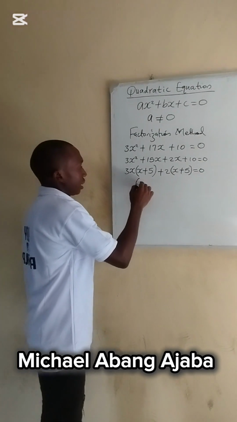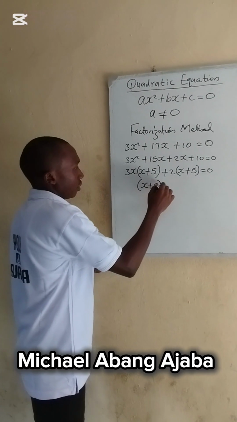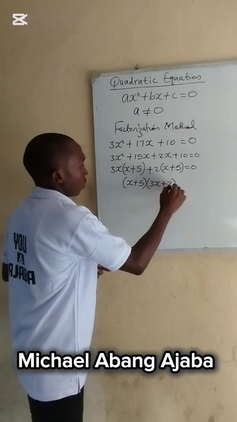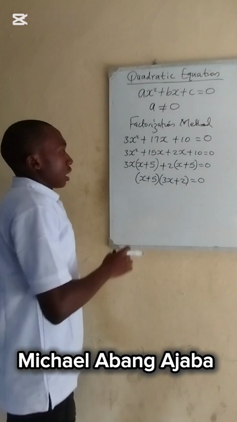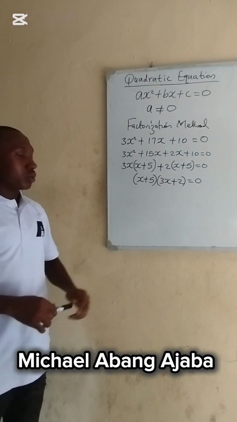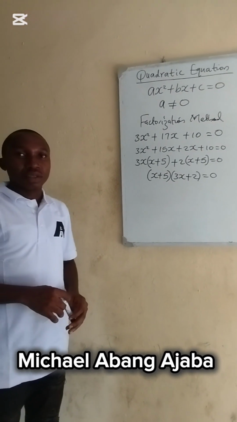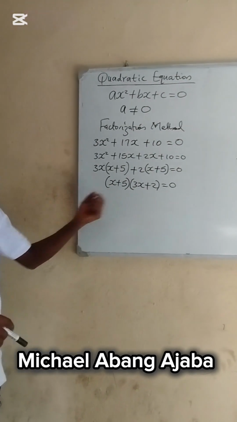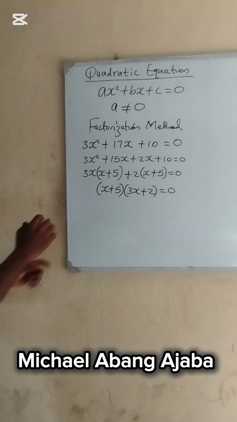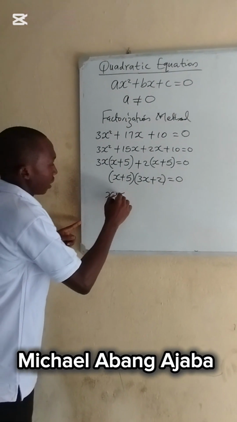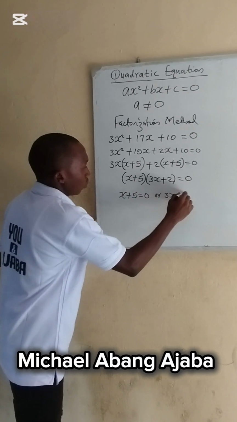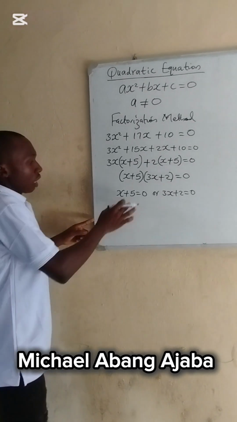Let's look at these two expressions. What is common there? We have x plus 5. What's remaining here? 3x plus 2 equal to 0. I want us to note this. If the product of any two numbers is equal to 0, at least one of the numbers is 0. Meaning here, this is equal to 0, or this is equal to 0, or the two numbers are equal to 0. So we are going to write this as x plus 5 equal to 0, or 3x plus 2 equal to 0.